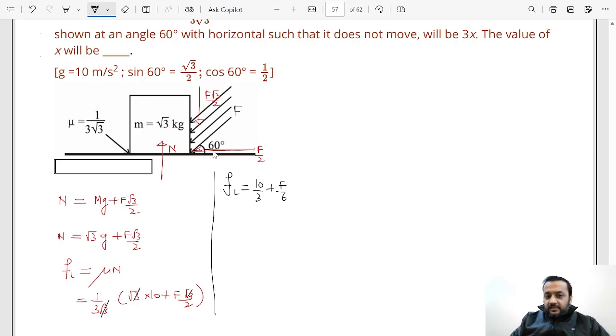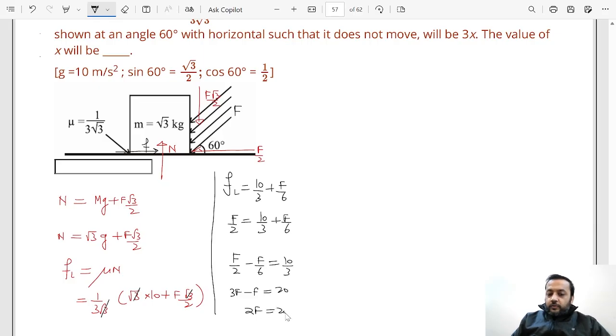So if this horizontal component of the force becomes equal to the friction, friction clearly will be acting towards the right hand side. So if the horizontal component of the force F by 2 becomes equal to this friction 10 by 3 plus F by 6, then the block will be on the verge of sliding. This is the maximum force which we can apply so that the block does not move. So basically this becomes F by 2 minus F by 6 equals 10 by 3. Multiply the whole equation by 6. So this will become 3F, this will become F, and this will become 20.